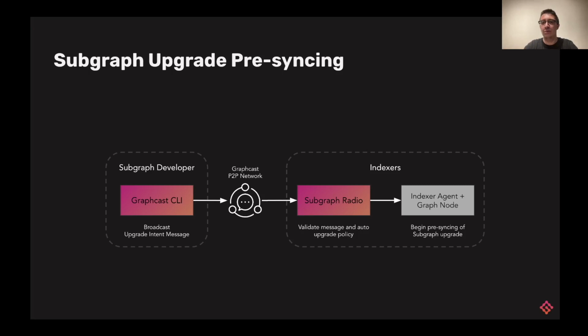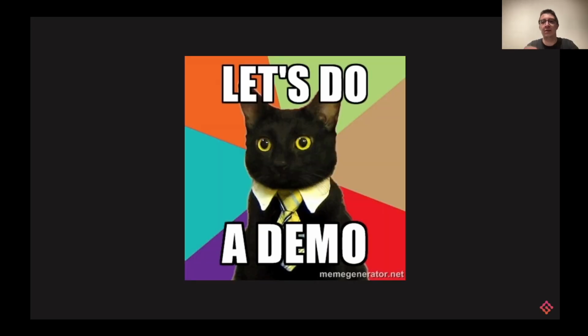Of course, the network is going to validate that the sender of the message is actually the Subgraph developer who is the owner of the subgraph. So you should only sign and send messages in the Graphcast-cli with the Subgraph owner account. Now, let's get into how it actually looks.